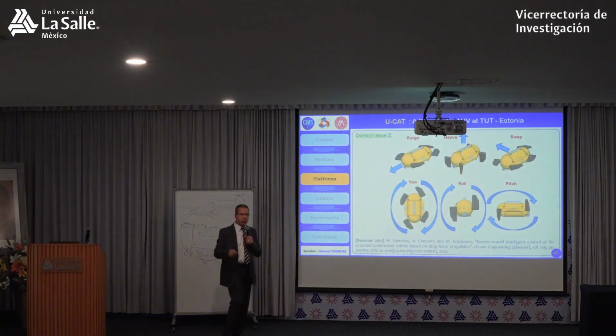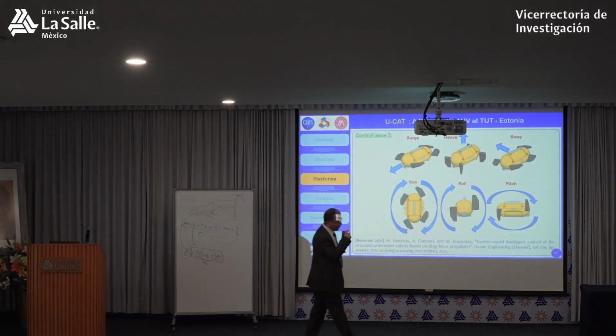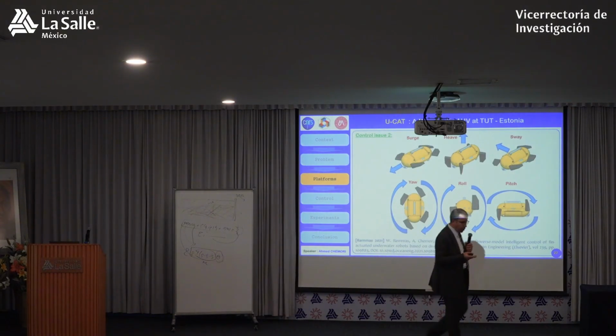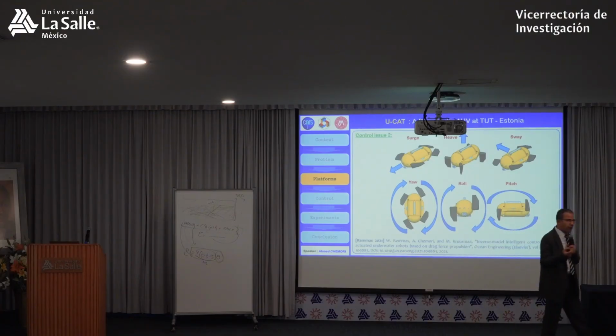Then, the second control issue. For UCAT, if you want to control the motion, you have to use the fins. Let me explain what the problem is regarding control using the fins. Suppose that you want to move along the x-axis. This is surge, x. What do I have to do? Something like that. These are the fins. I will orient them like that and move.